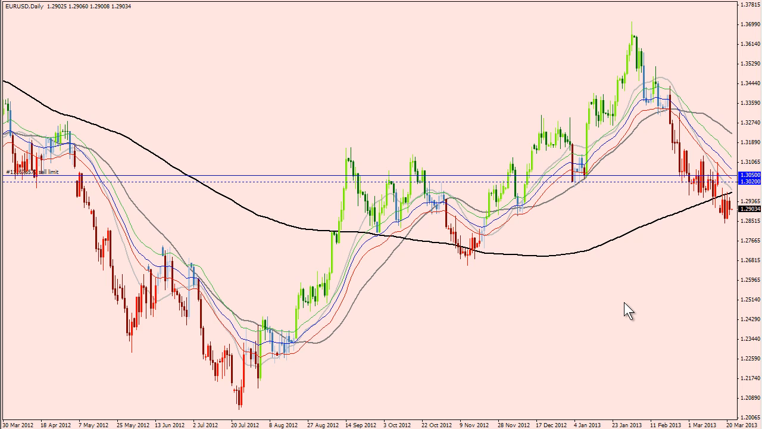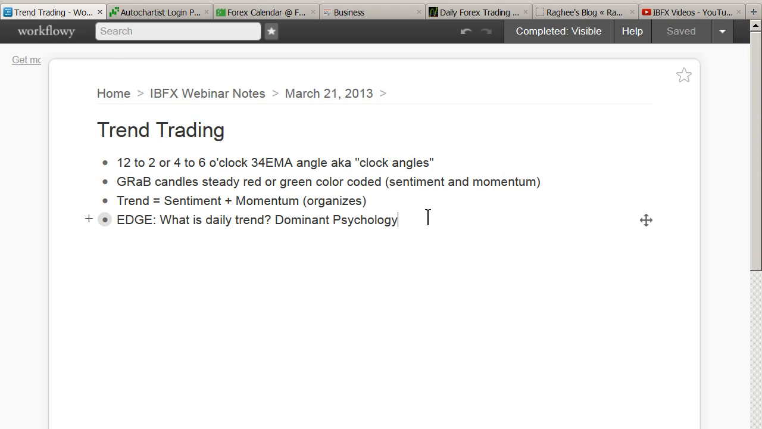In terms of defining the trend and directional bias in this case, do you notice that we have the consistent red grab candles, we have a push to lower lows, and we have a 4 to 6 o'clock angle of the wave? So everything I would want to confirm that we are moving lower in a downtrend, I have. The wave is confirming it, and the consistent grab candles are confirming it. What am I looking for, by the way, when I'm trying to identify a trend? Let's go back to our notes here and talk about it.